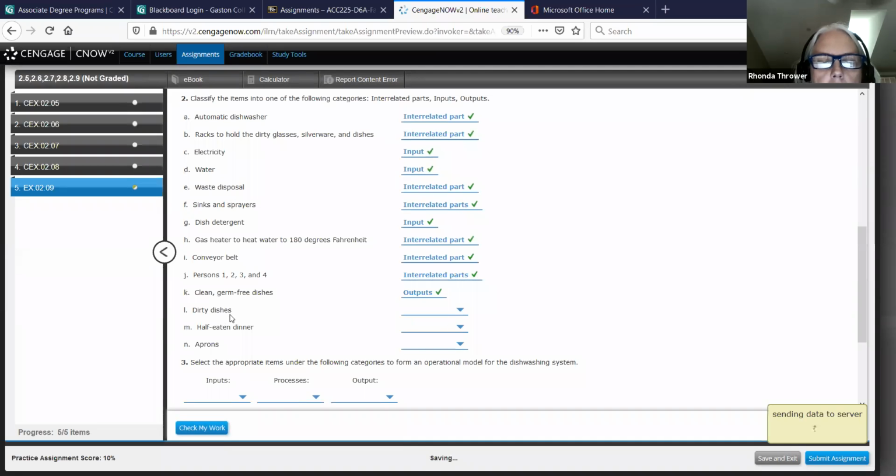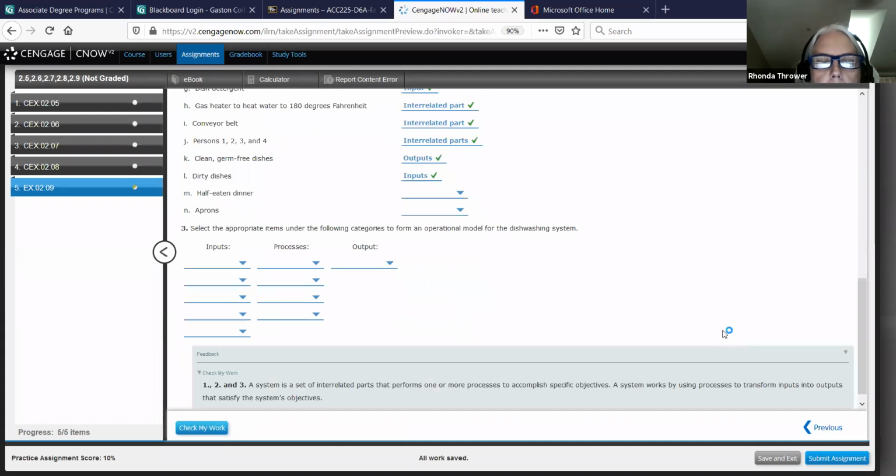The dirty dishes, you would have to put those in the dishwasher, so that would be an input. The half-eaten dinner is going to be an interrelated part because we hired somebody to scrape that off and throw it away.